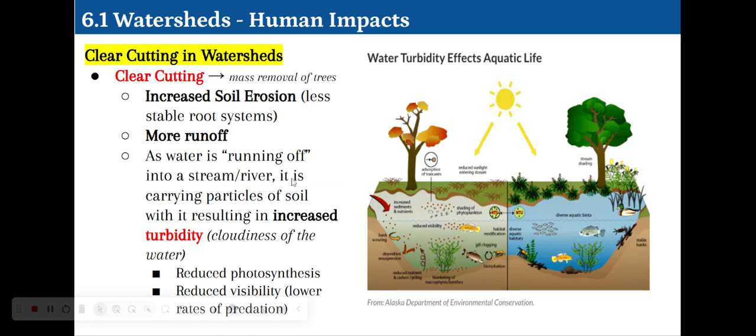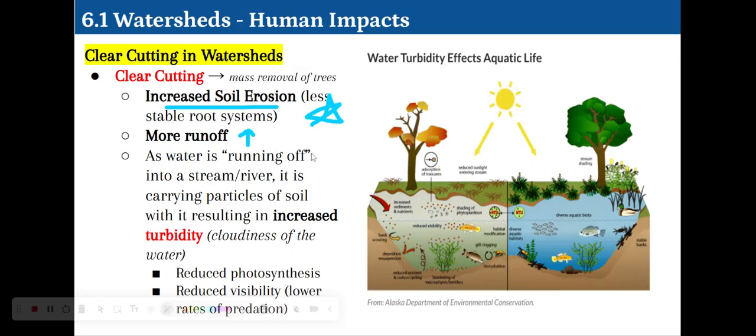Now, this is something we already talked about, especially when we were going over clear cutting in our last unit, the deforestation method, where we're doing the mass removal of trees. When you remove a bunch of trees from an area, you're going to have an increased temperature of the water and of the soil, and these are other things that are going to impact that. So we know that when you are clear cutting, you have increased soil erosion because we have less stable root systems anchoring the soil to the ground, and more runoff.